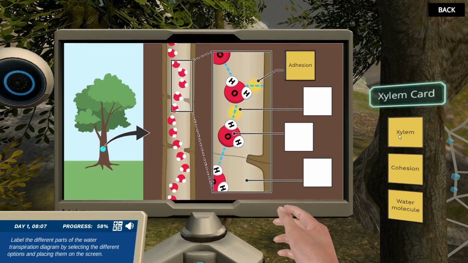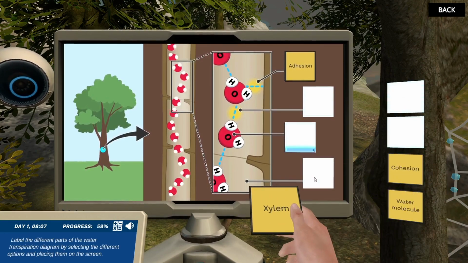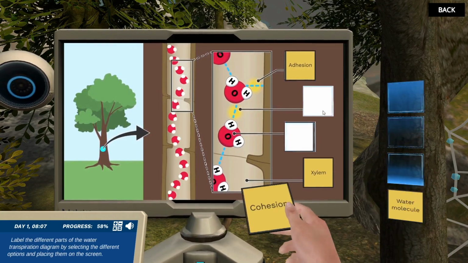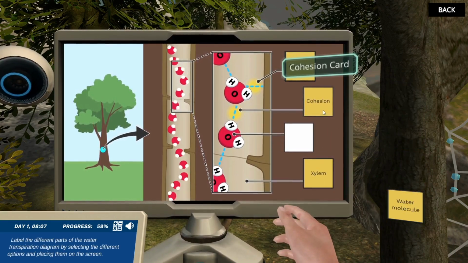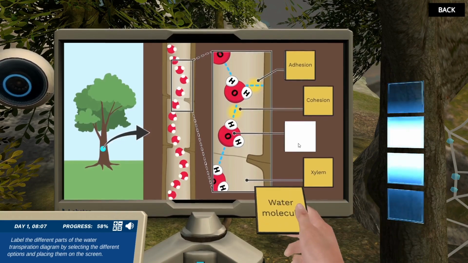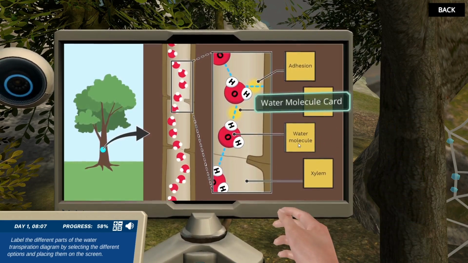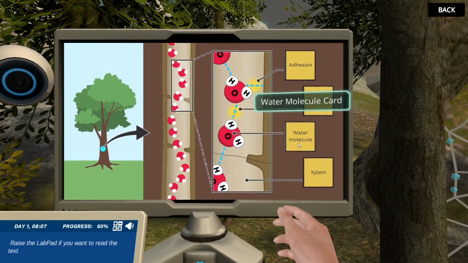Great, that is adhesion. This is the xylem cell. Fantastic, this shows cohesion. Yes, this is a H2O molecule. Fantastic, looks like you know your stuff.